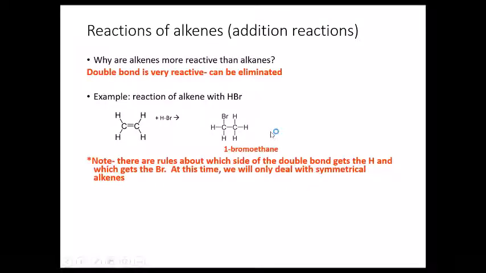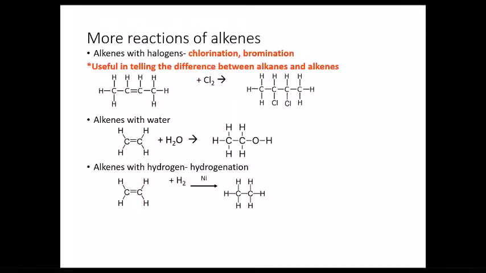Make sense? Okay, now, remember, there are rules about which side of the double bond gets the hydrogen and which gets the bromine if you have unsymmetrical alkenes. That is going to happen when you have 3 or more carbons in your alkene. But again, like I said, that's covered in topic 20.1, in the HL chapter. All right, next.